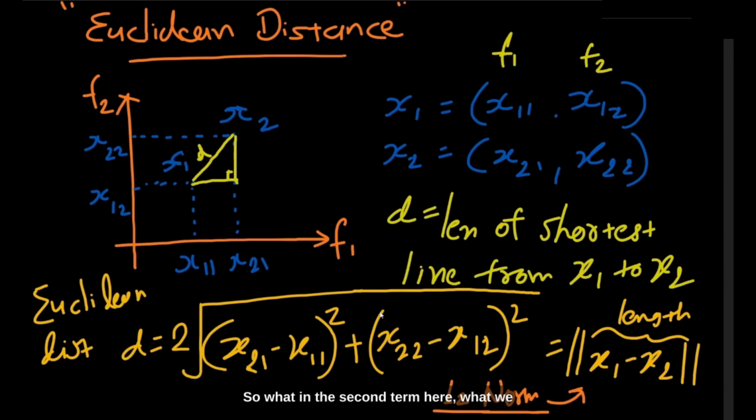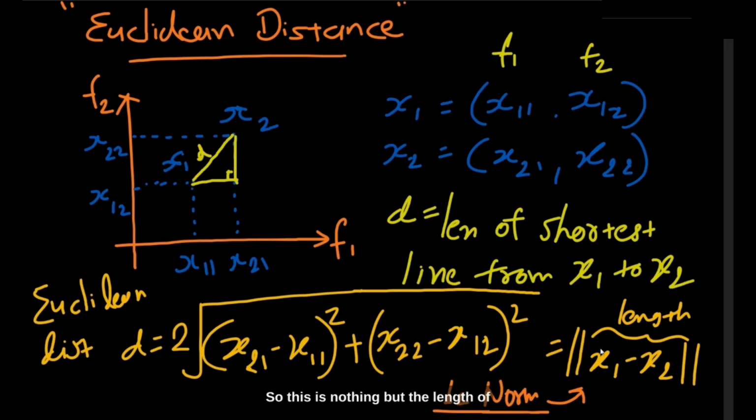In the second term, what we try to find is the distance between x22 and x12, which is nothing but this distance. So the sum of the squares of both of these distances gives this d, which is the Pythagoras theorem, and after adding both of these distances, we take the square root.